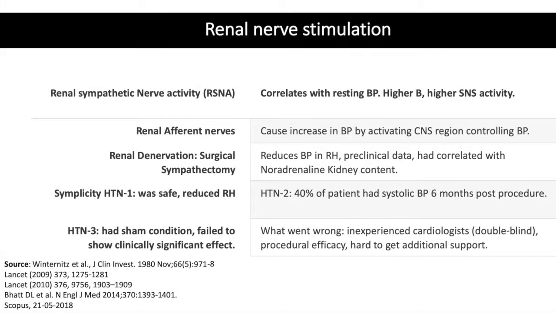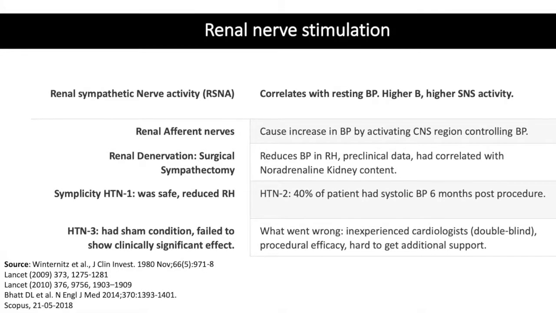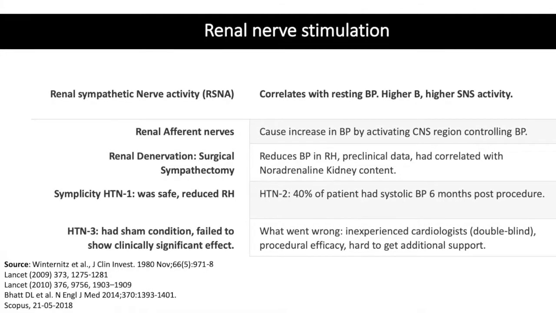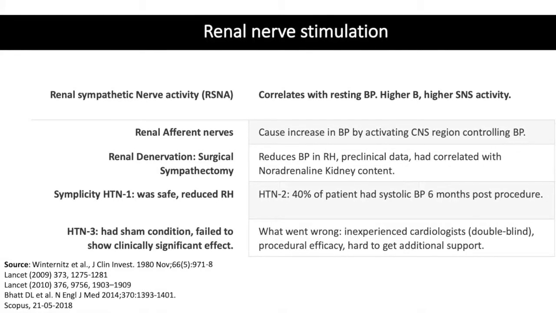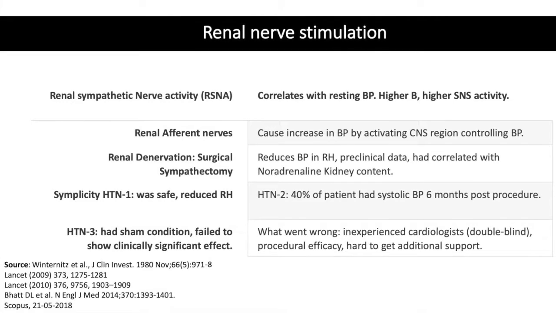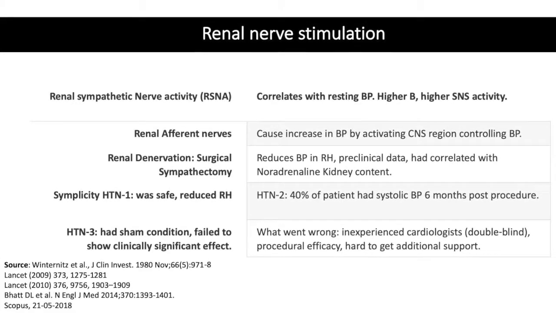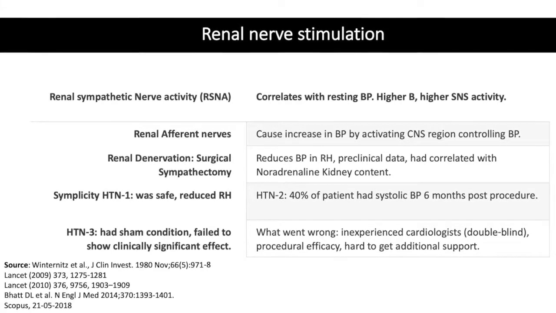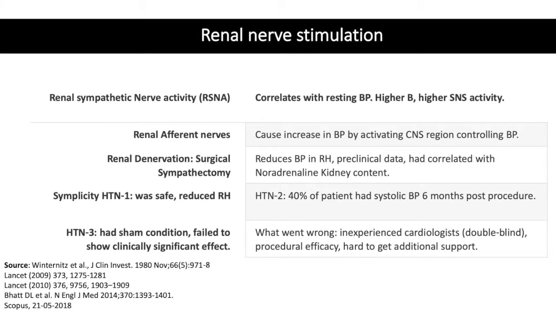There are renal afferent nerves, which cause an increase in blood pressure by activating the central nervous system region that controls blood pressure. There is also renal denervation or surgical sympathectomy, which reduces blood pressure in individuals with resistant hypertension, and preclinical data illustrated that resistant hypertension was correlated with noradrenaline kidney content.